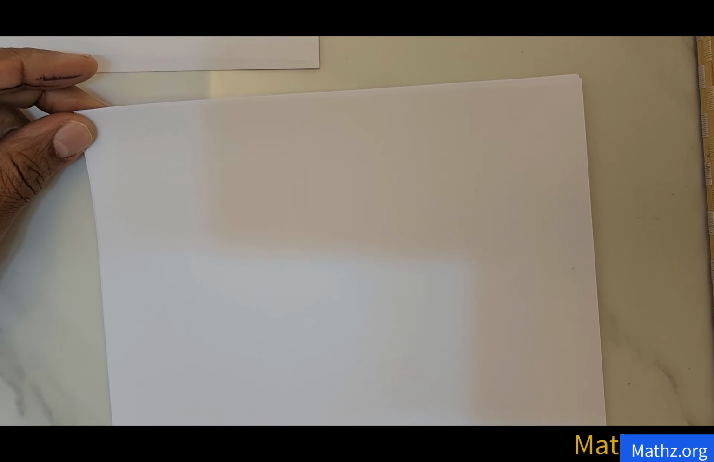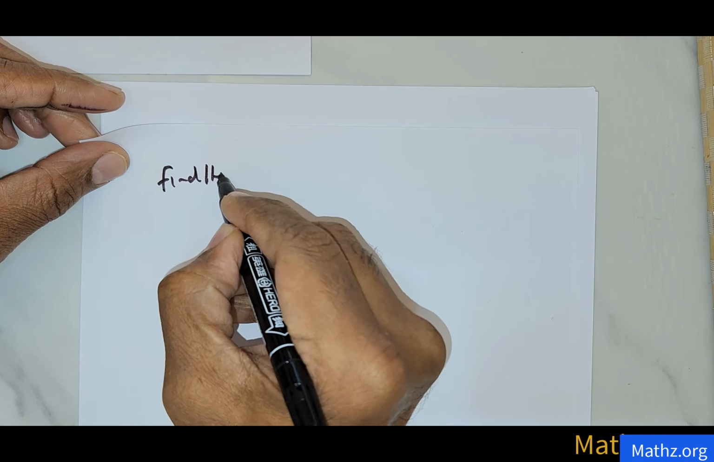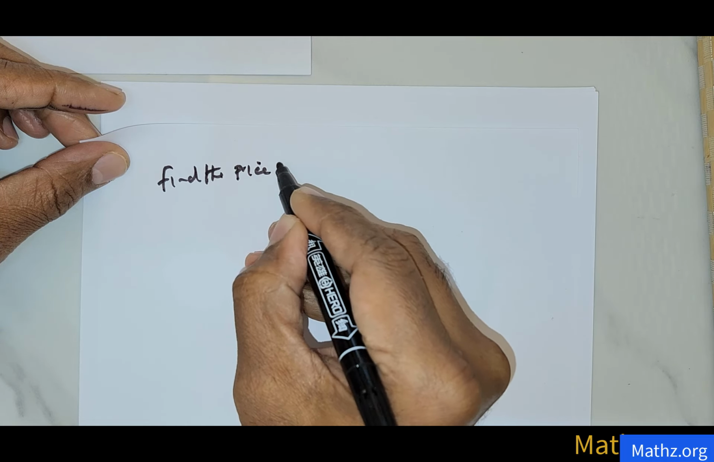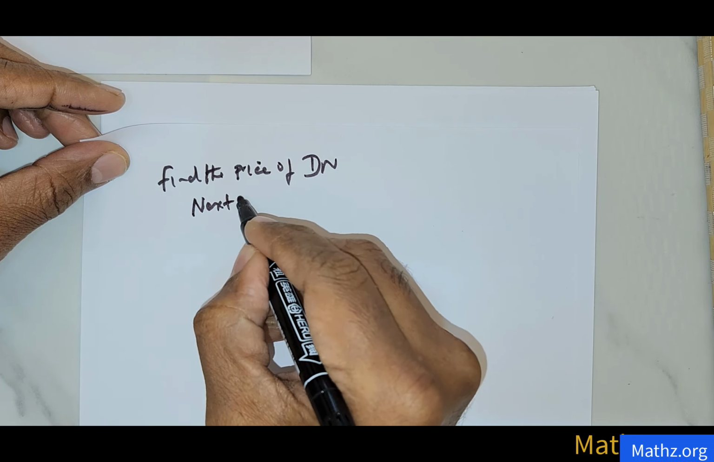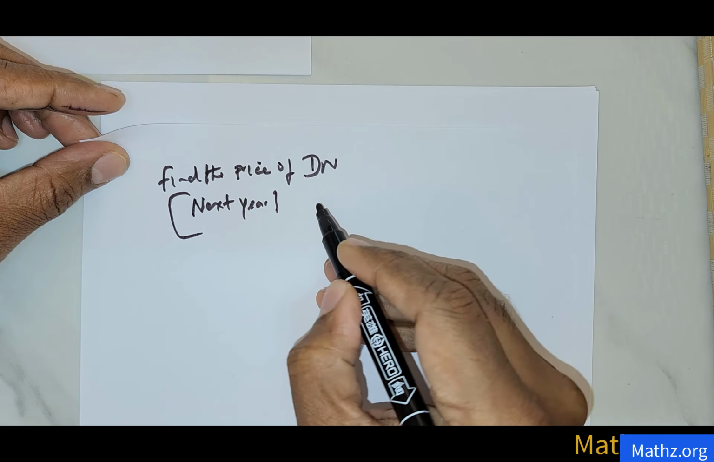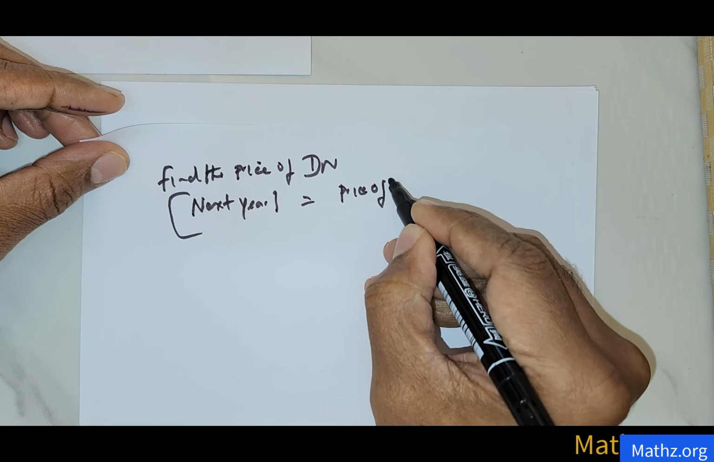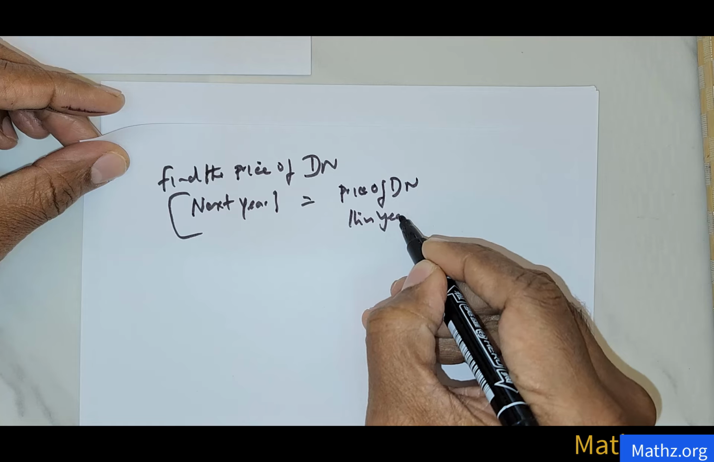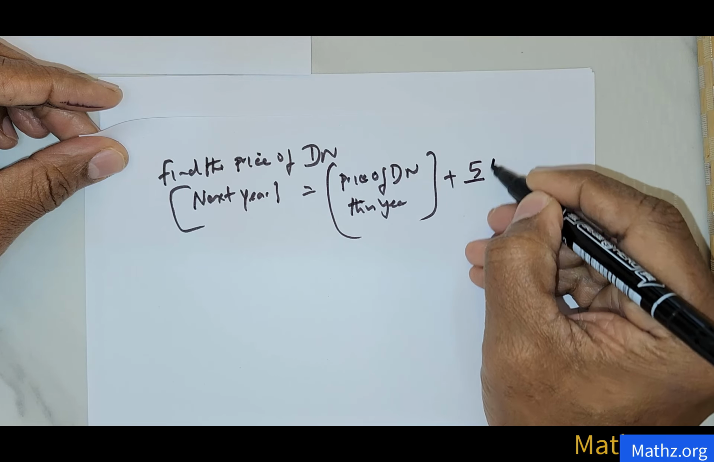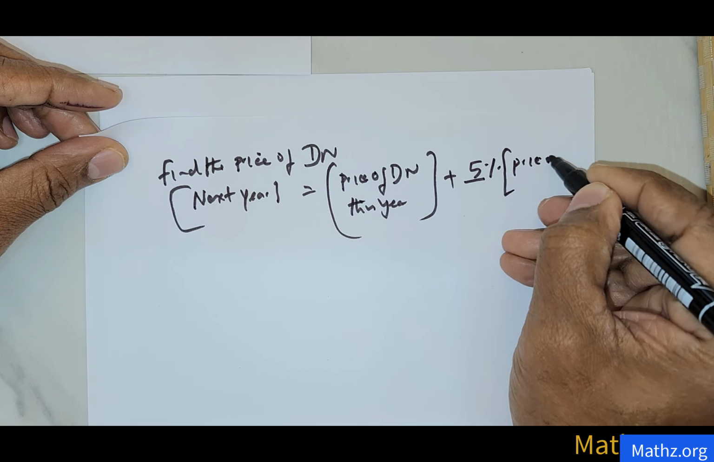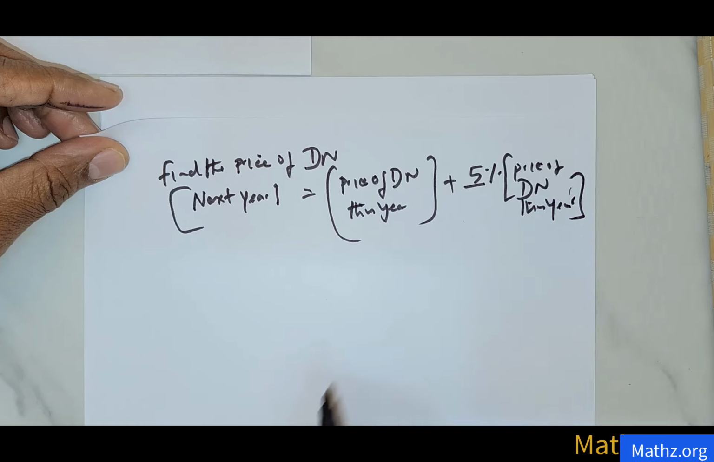Okay, foremost we need to find the price of the diamond necklace for next year. So that is going to be the price of the diamond necklace this year, plus there is a 5% increase. So 5% of the price of the diamond necklace this year. So this is the first equation you will have to form.